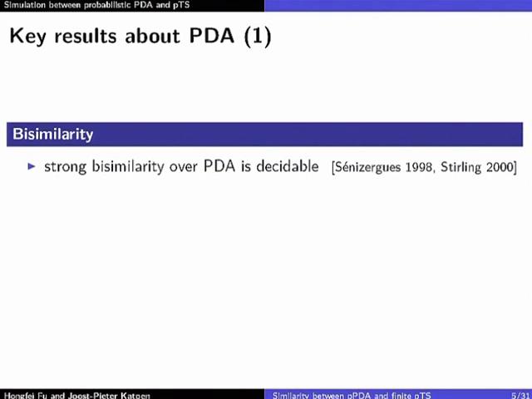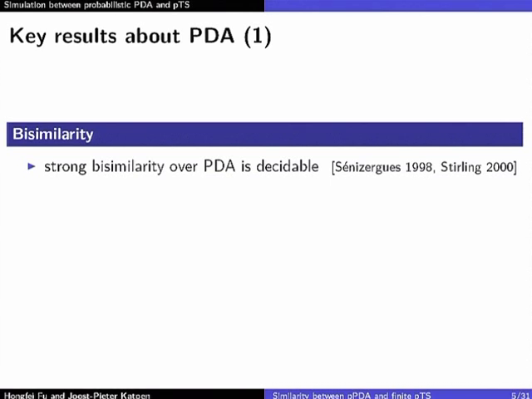It's in fact EXPTIME-complete, as proven last year by Kučera and Richard Mayr. If you look at variants like weak bisimulation, then this turns out to be undecidable if the number of control states is larger than 1. If the number of control states is 1, it's unknown.